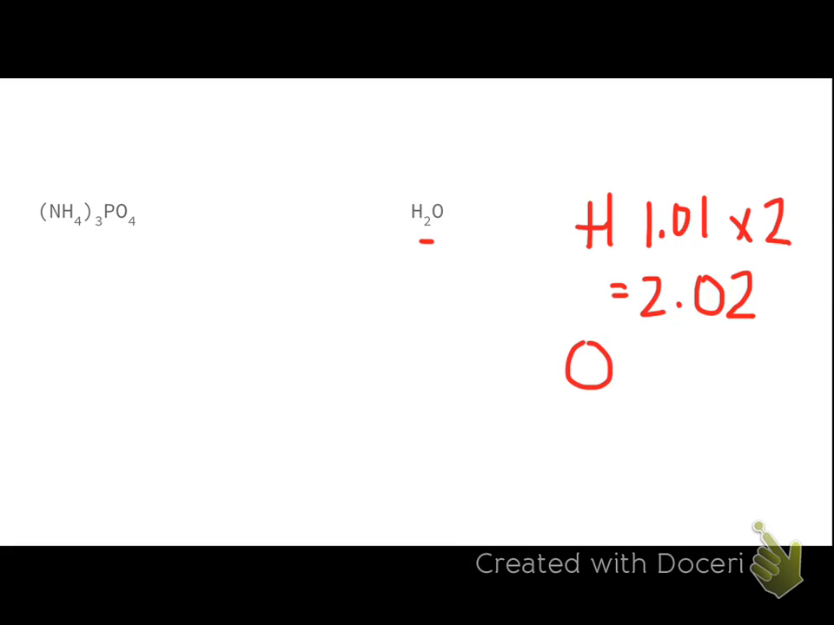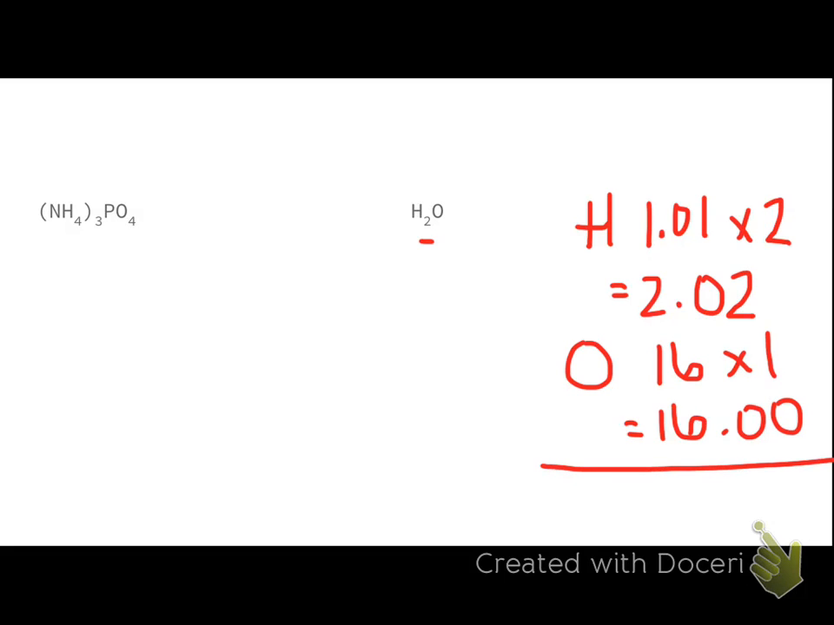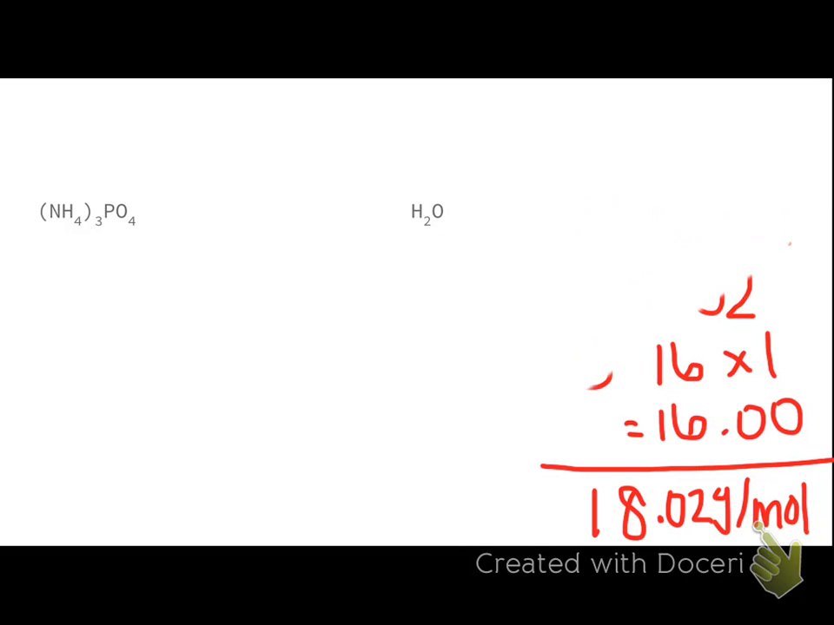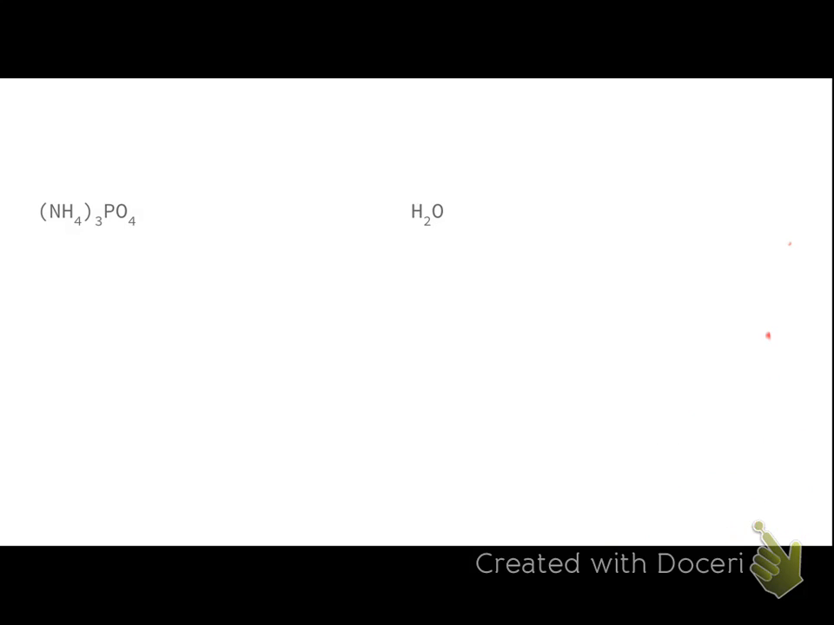Then we have O, which is 16. How many of those do I have? I have 1. Equals 16.00. What do we do? Add them together. We get 18.02 grams per mole. You're going to see water a lot, okay? So that one you should become pretty familiar with. All right? So I'm going to erase this. We'll need some room for this next one here.